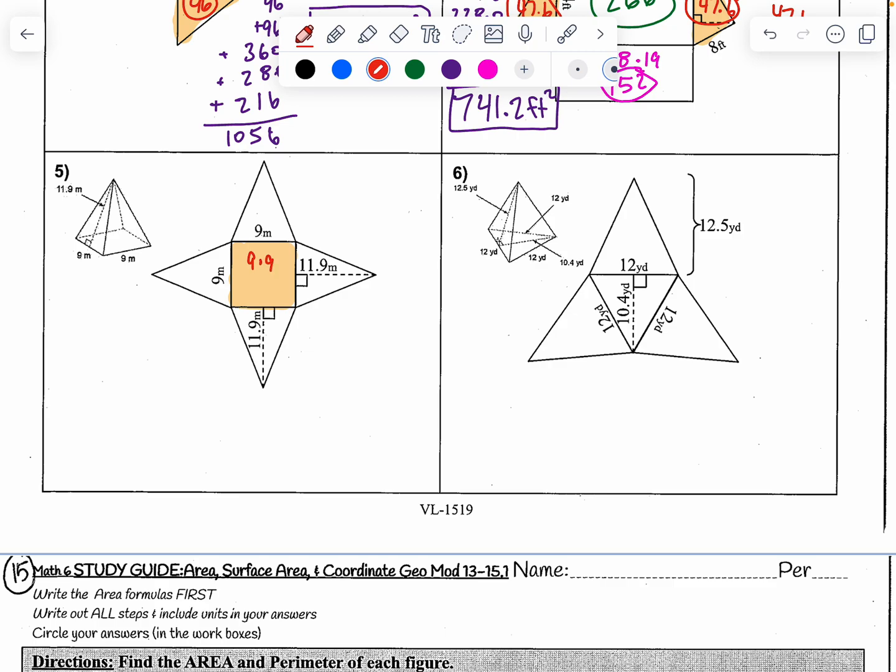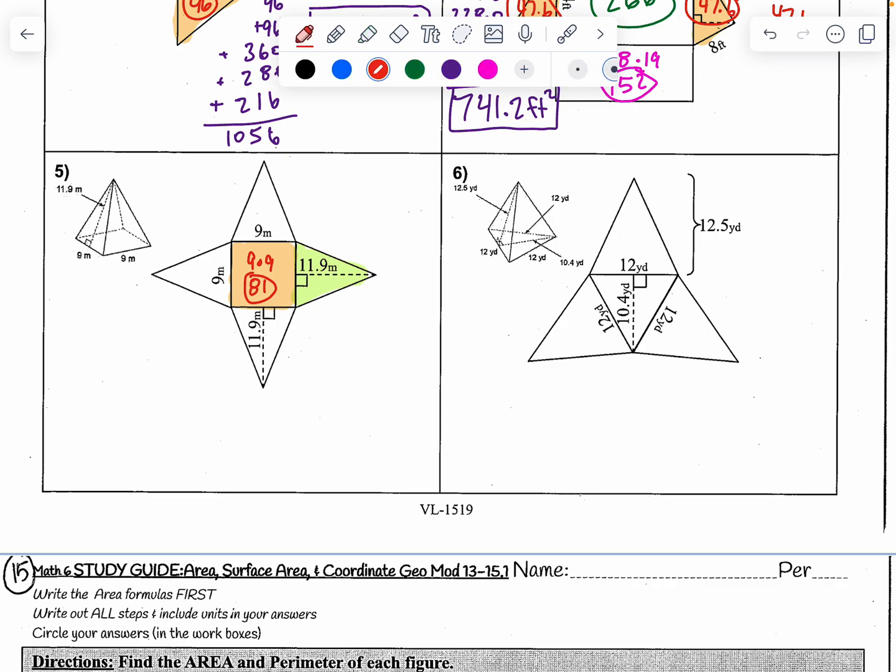times 9 is 81. And now I've got these 4 triangles, and these 4 triangles are identical. We need base and height, so I need this right here. And that is 9, because all the sides are 9, and the height is going to be 11.9. So whatever this triangle is, it's going to be the same on the other side. Whatever this is, it's going to be the same on the other side. So I really just need to find one of them. And if I find one of them, I've found all of them.